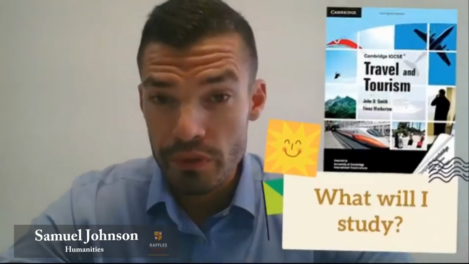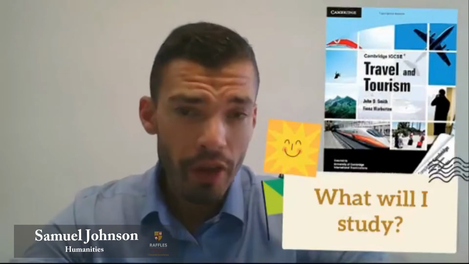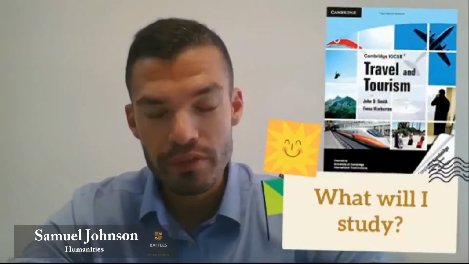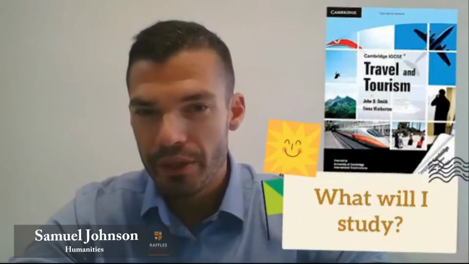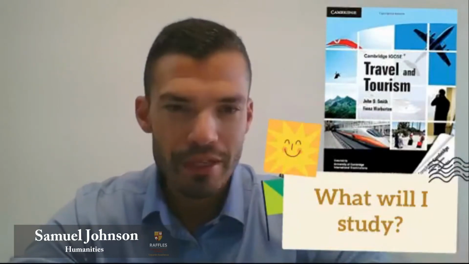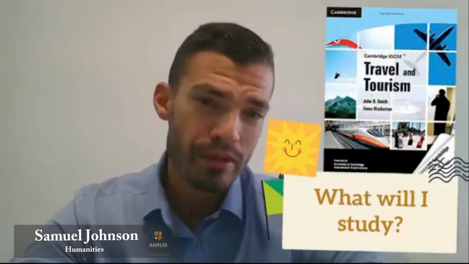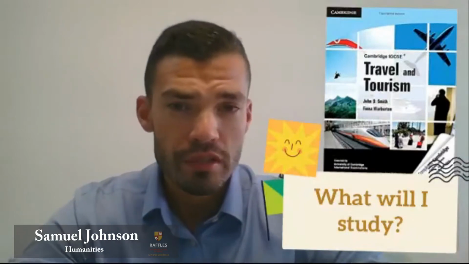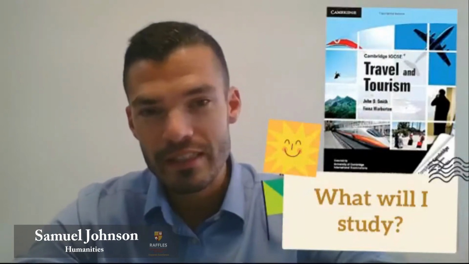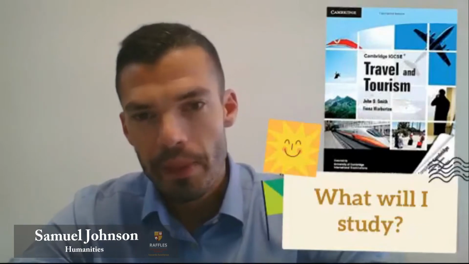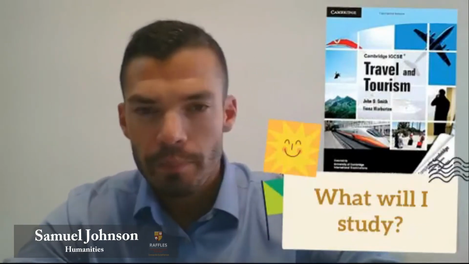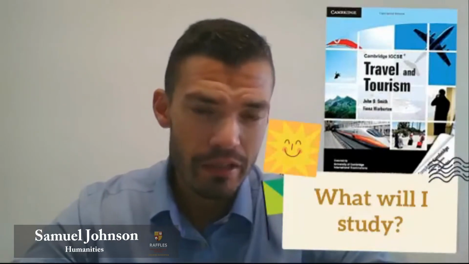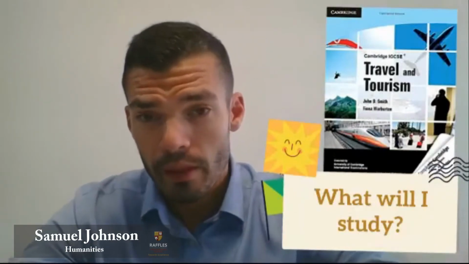Firstly, what will you study? There are 5 units to be covered over 2 years, year 10 and 11. Units 1 to 4 will focus on the nature and the structure of the travel and tourism industry itself. Some of the most exciting things are looking at the impacts of tourism in key tourist destinations such as the UAE, the Maldives, Thailand, parts of Europe, and certain aspects of the United States and Canada, to mention a few.